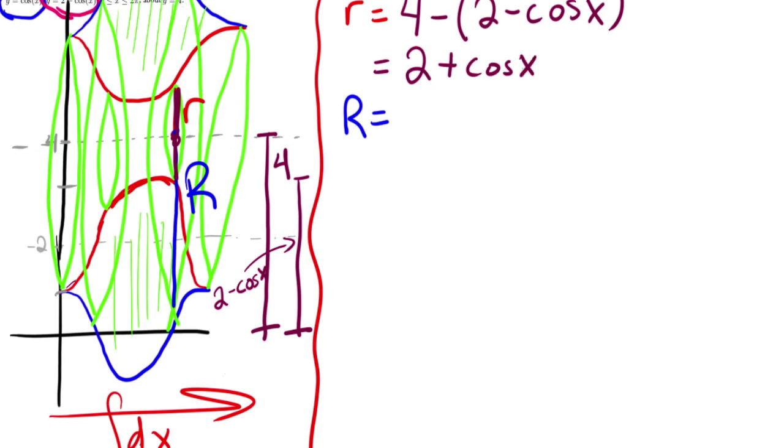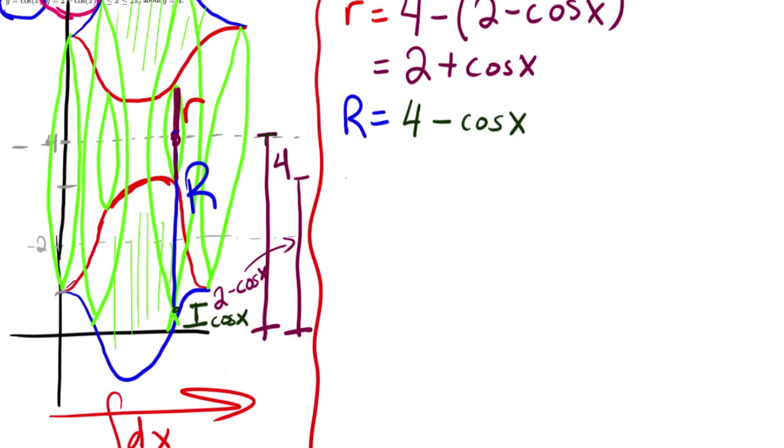Okay, and then the big radius, same kind of deal. I know that from here to here is 4, but this time I'm going to take away the distance from here to here, which is cosine of x. And so then the big radius is 4 minus cosine of x.